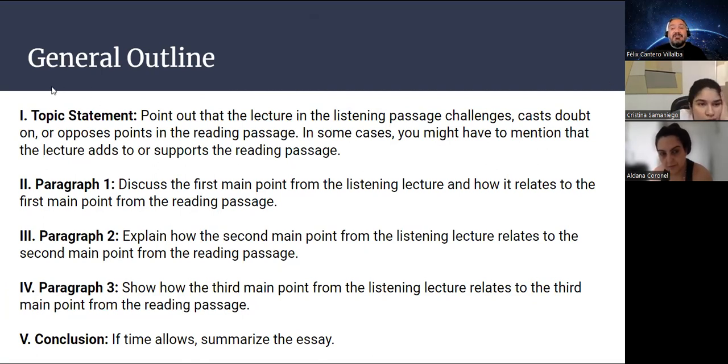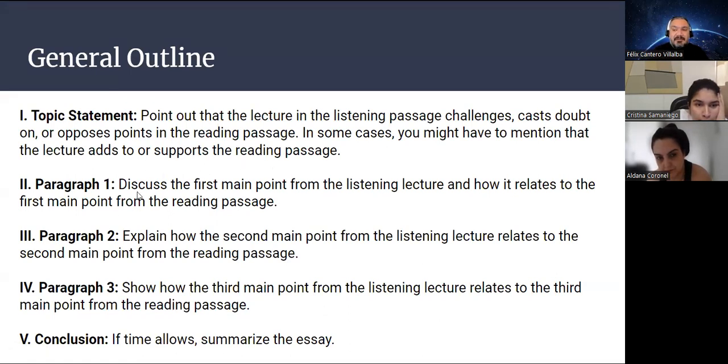So first, you're going to have a topic statement that points out that the lecture and the listening passage either challenges, casts doubt, or opposes points. So there you answer the question, okay? Remembering question 2, the second part of the question will say how they relate the reading and the lecture. So you answer that part.